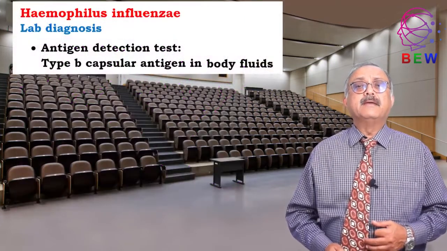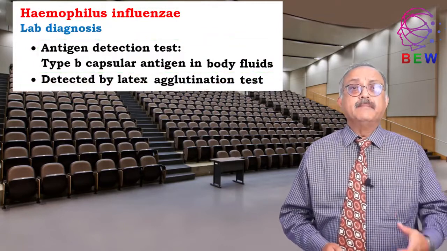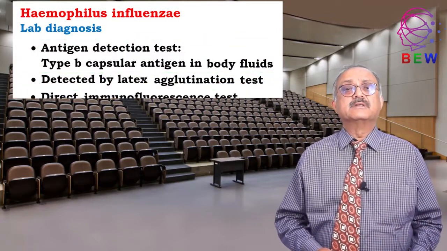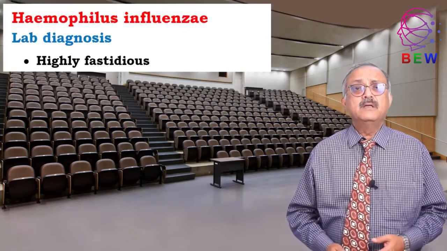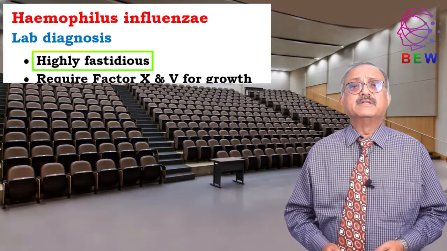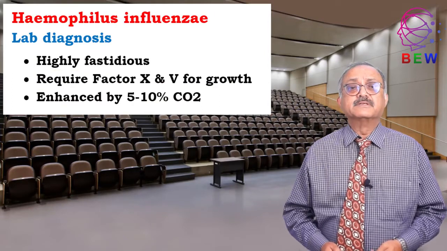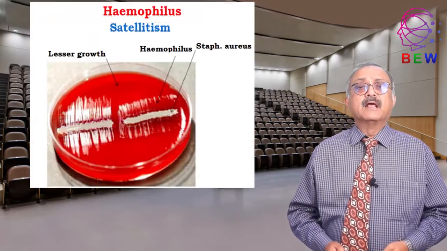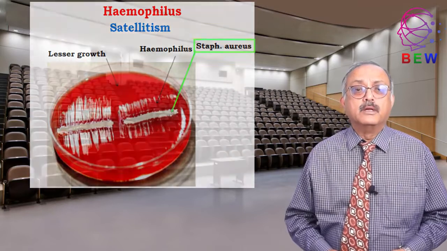Antigen detection: the type B capsular antigen in CSF, urine or other body fluids can be detected by latex agglutination test or direct immunofluorescent test. It's highly fastidious. I already mentioned you require factor X and V, enhanced by 5 to 10% CO2. In blood agar you see with Staph aureus, you see satellitism, which I showed you earlier also.